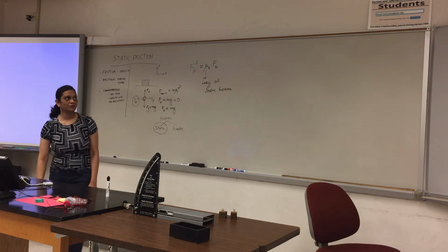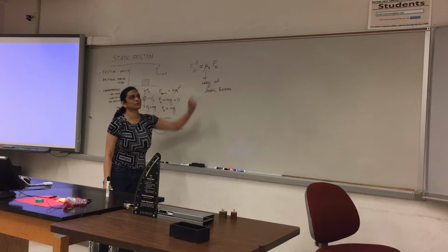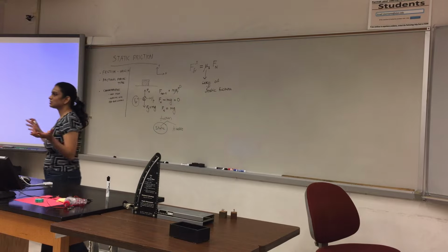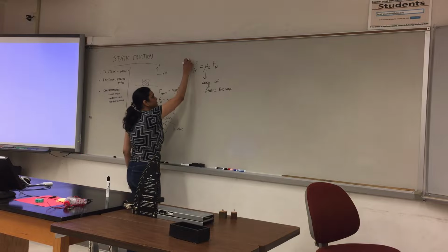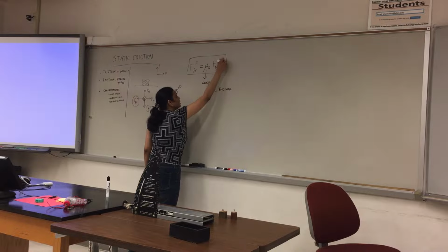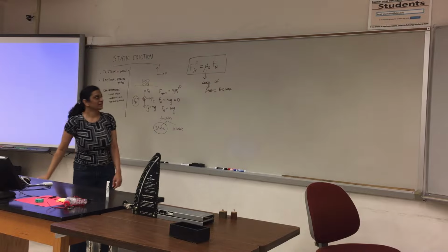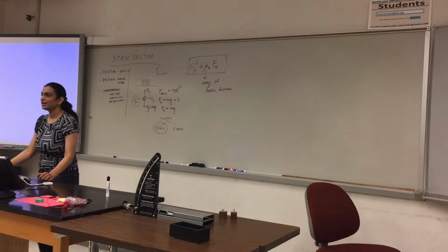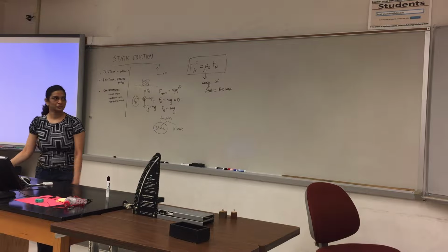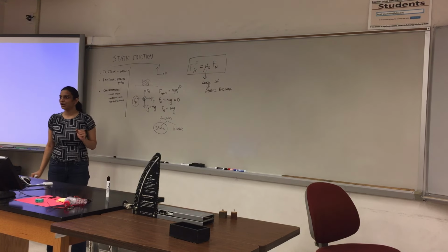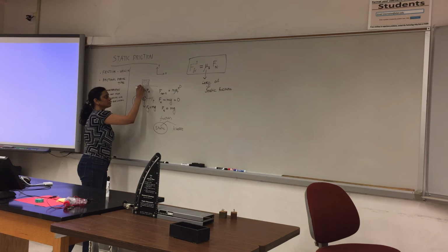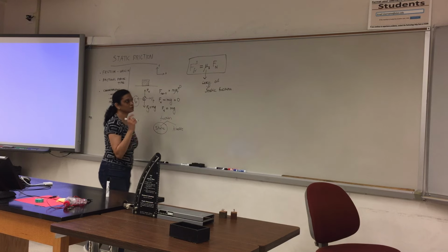Experimentally, people have found out the value of mu s for different surfaces in contact. So this is basically an empirical formula. And they have recorded this value of coefficient of static friction for different surfaces. So whenever you have two surfaces in contact, like this box resting on a surface, there are two forces that come into play.